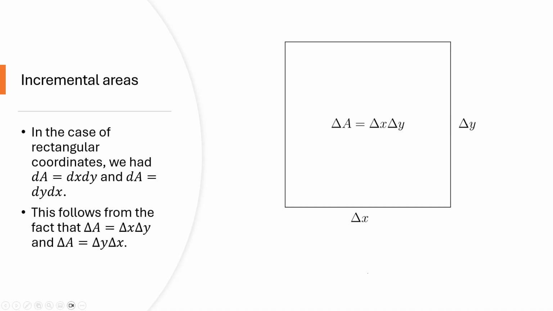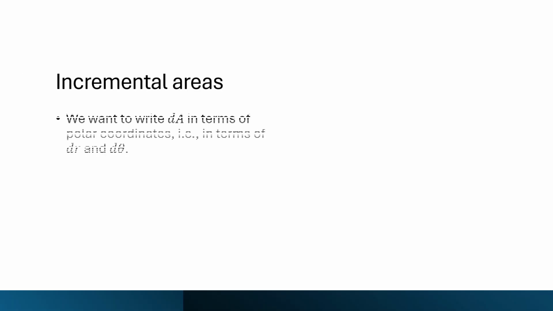If I'm looking at the incremental area of this little tiny square, I have delta x here, delta y here, so it's just the product of those. That's how we did incremental areas for rectangular coordinates, and that's quite straightforward. Incremental areas for polar coordinates are not going to be quite so easy. What we want to do now in polar coordinates is still take a little incremental area dA and write this in terms of dr and d theta.